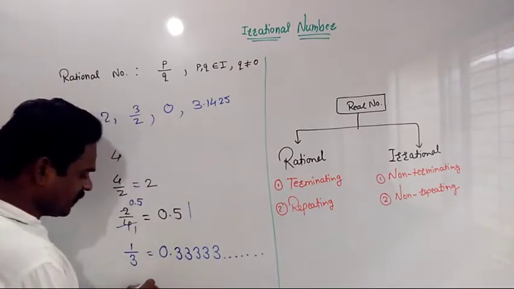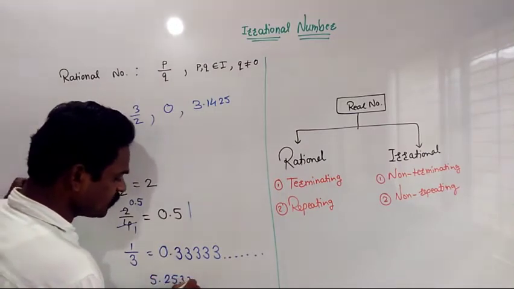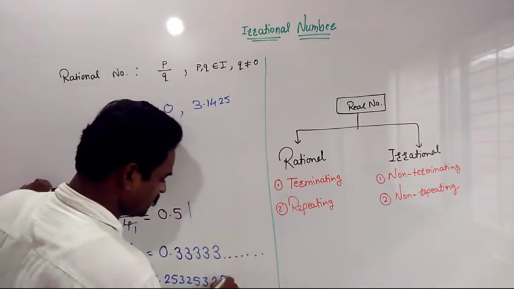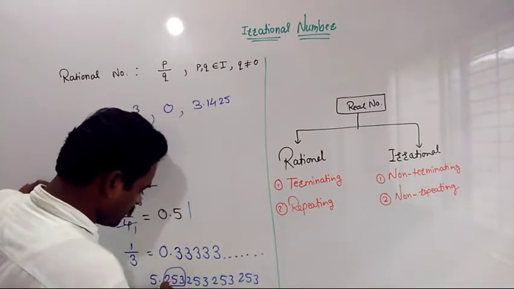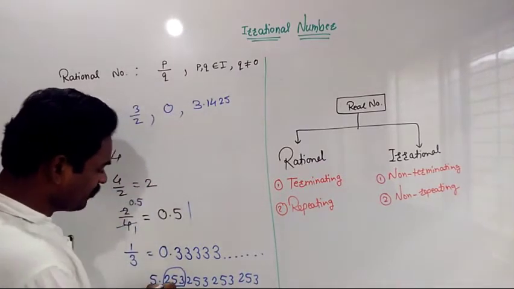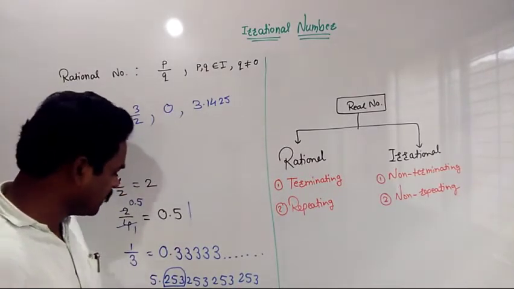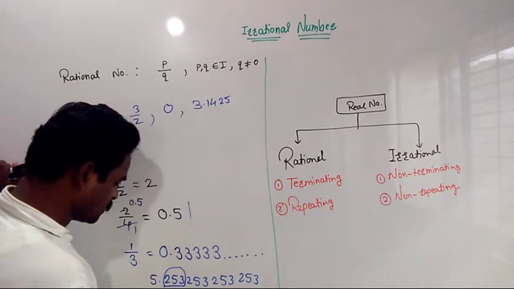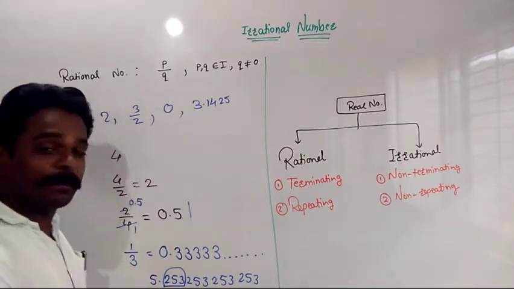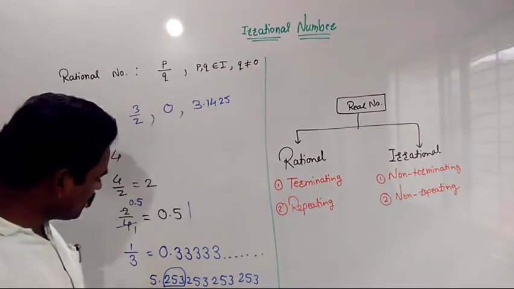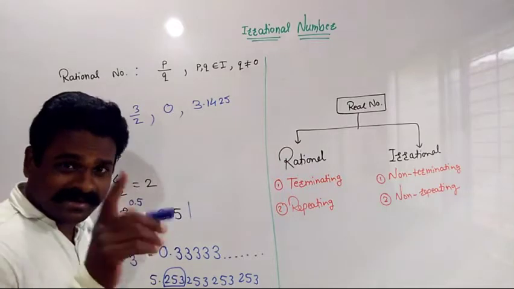Suppose a number like 5.253, 253, 253, 253. So 253 is the repeated group of numbers. We'll write it as 5.253 and just mention a bar on the repeated term. This type of number is also called a rational number.